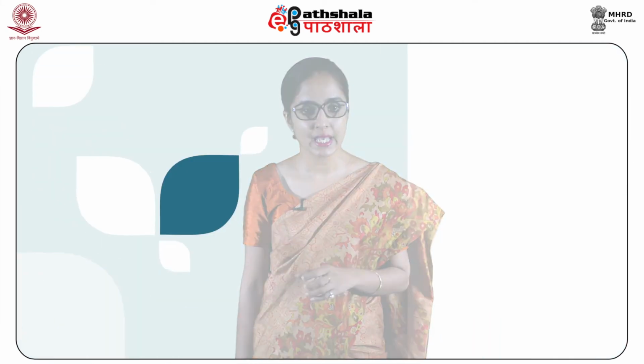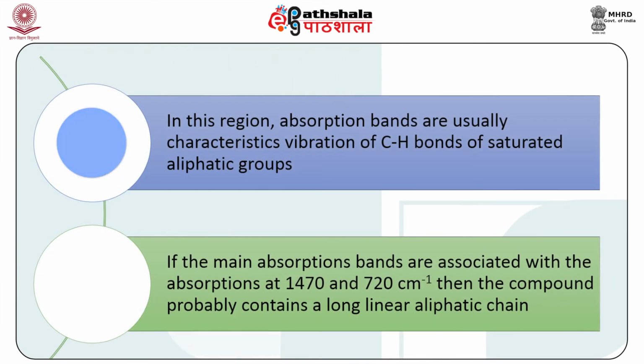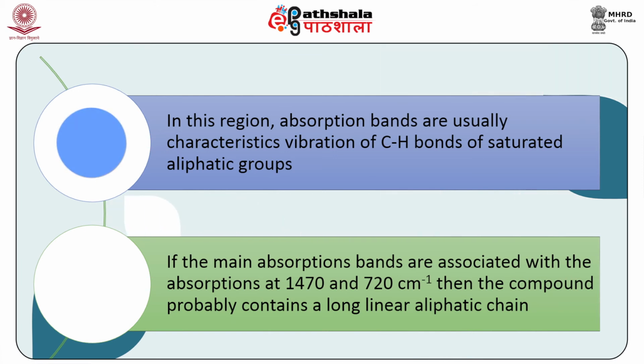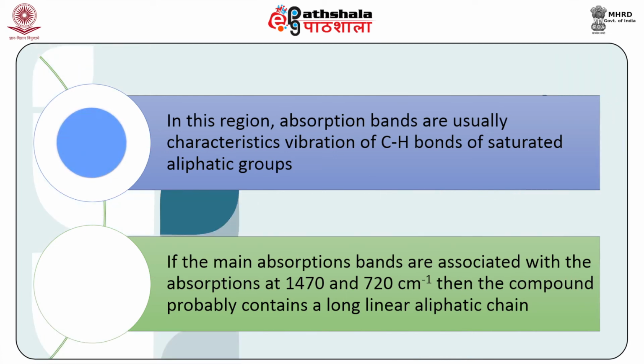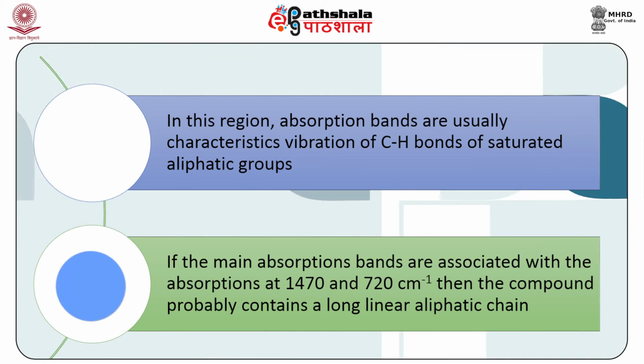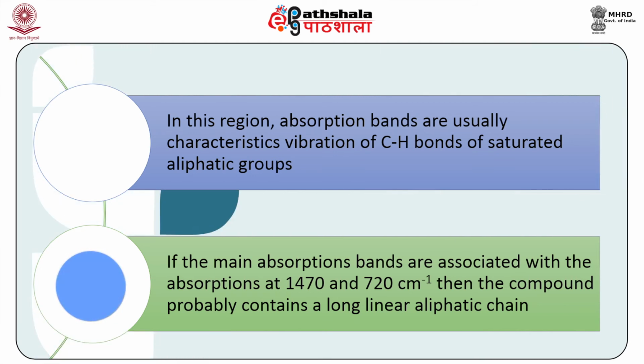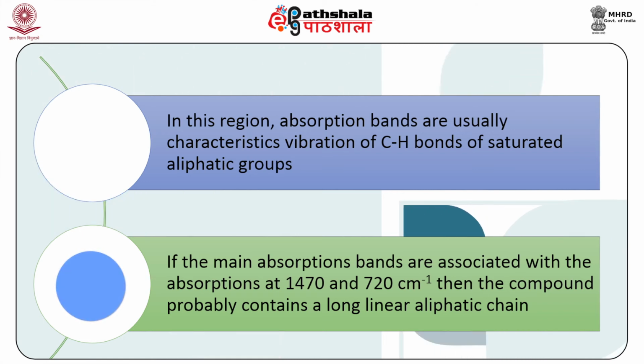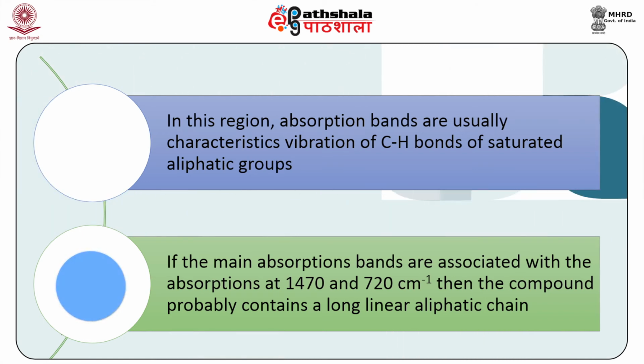Absorptions in the region of 3000 to 2700 cm⁻¹. In this region, students, absorption bands are usually characteristic vibrations of CH bonds of saturated aliphatic groups. If the main absorption bands are associated with the absorptions at 1470 and 720 cm⁻¹, then the compound probably contains a linear aliphatic chain. That means it is not aromatic.